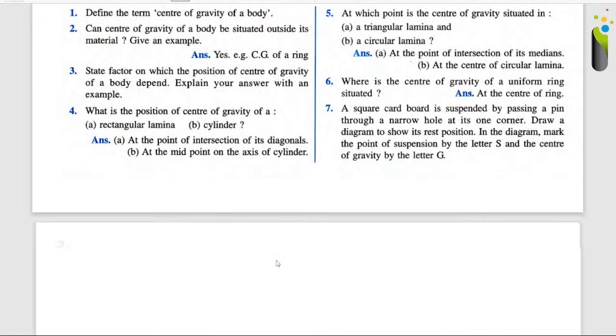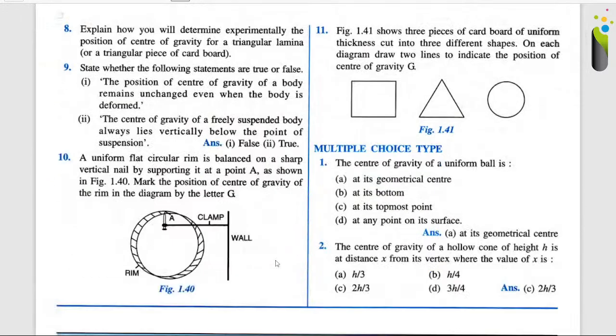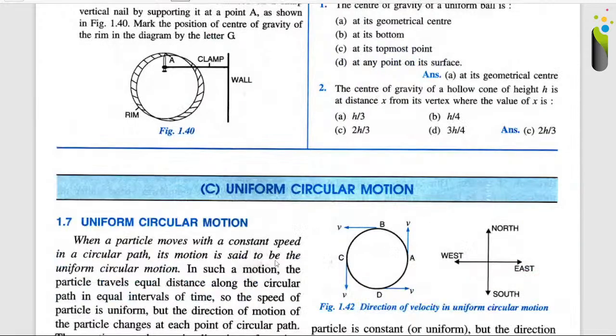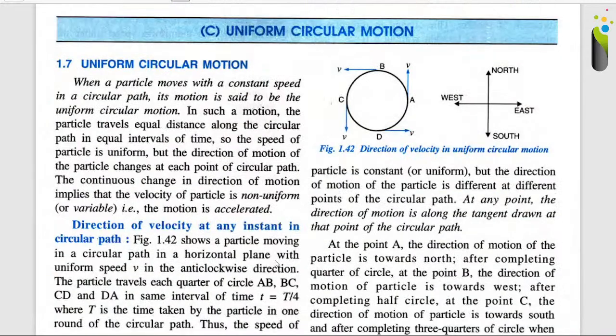Now again, you have the exercise questions. I hope you have already solved them. We come to the third part, that is the uniform circular motion.